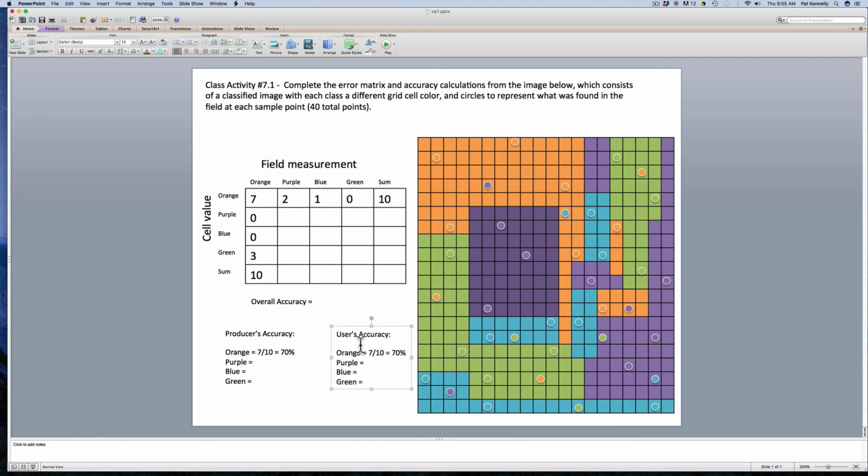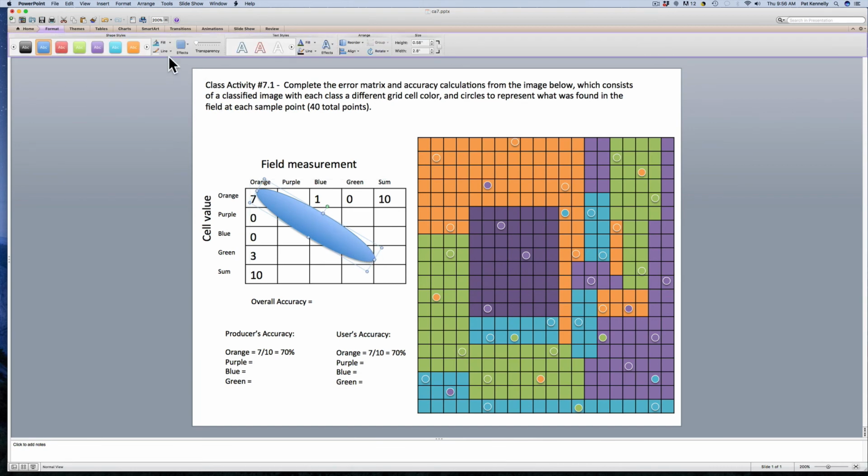For the producer's and the user's accuracy, that's for the areas that were interpreted as orange or were found to be orange once we went out in the field and measured them. For the overall accuracy, what we're going to do is sum up whatever numbers we get along this diagonal here. And then that number, once we add up 1, 2, 3, and 4 here, that's what we're going to compare with our sum here, which will be the total number of points, which is 40 points.